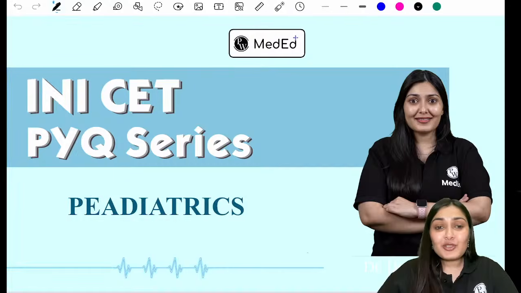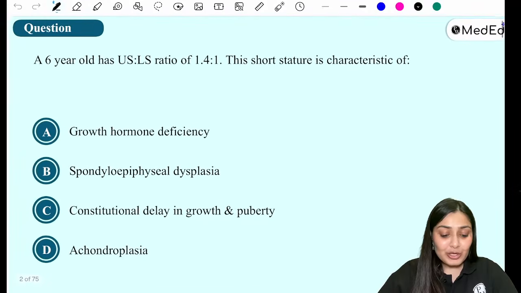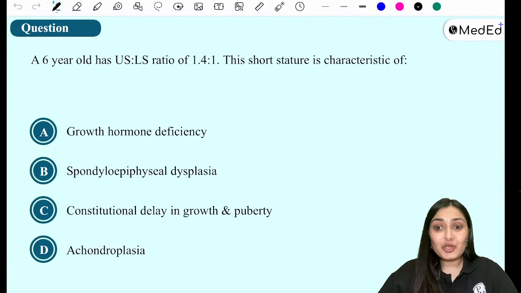So let us just not waste any further time and start this series, right? So we start with this first question. It is a short stature question, which is an age-old favorite of INI people. So I have a 6-year-old whose upper segment lower segment ratio is 1.4:1. The short stature is characteristic of, and we have 4 options over here: growth hormone deficiency, spondyloepiphyseal dysplasia, constitutional delay in growth and puberty, and the last option is achondroplasia.